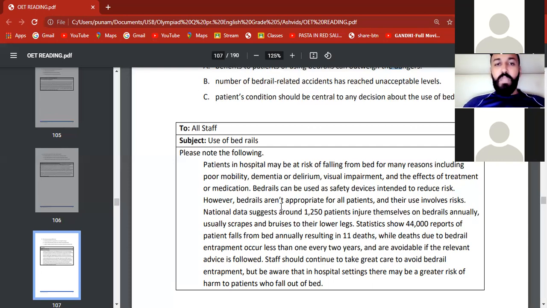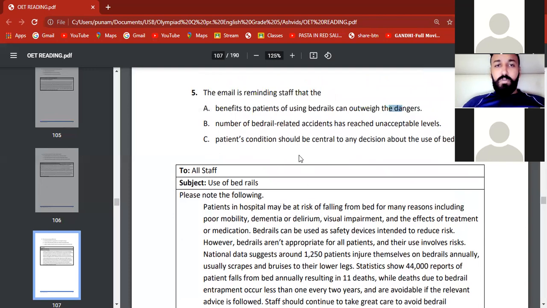So what is it talking about? Is it saying that bed rail entrapment has reached unacceptable levels? No, it is not saying that, because it is only like 5% as compared to falling from the bed. That is more. Bed rail entrapment is only 5%. Correct. So we can remove this one.